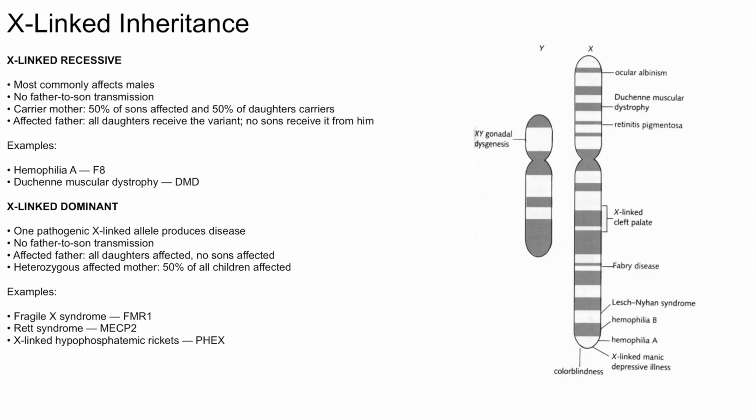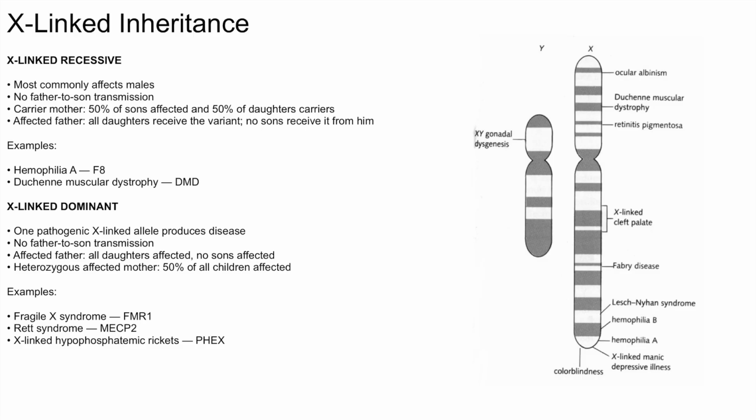All right, so the defining clue for X-linked inheritance is the absence of father-to-son transmission, because a father gives his son a Y chromosome. In X-linked recessive disease, males are affected more frequently because they possess only one X chromosome. A carrier mother transmits the variant to half of her sons and half of her daughters, so the sons who inherit it are generally affected, while daughters are generally carriers. An affected father passes his variant to every daughter, but none to his sons, because he only gives the Y.